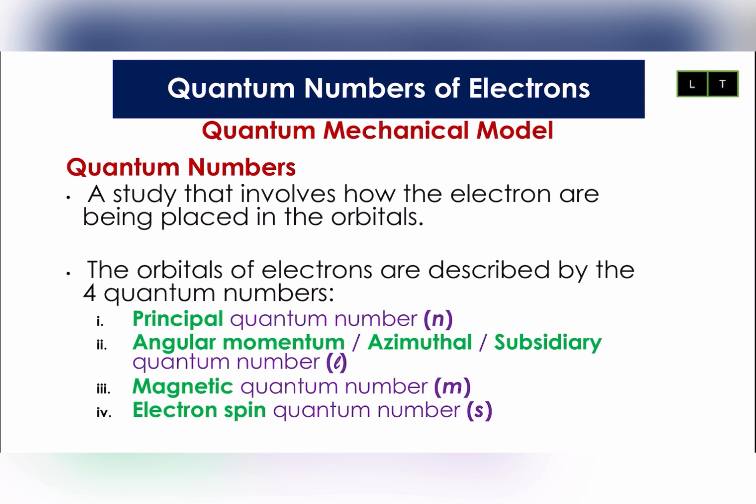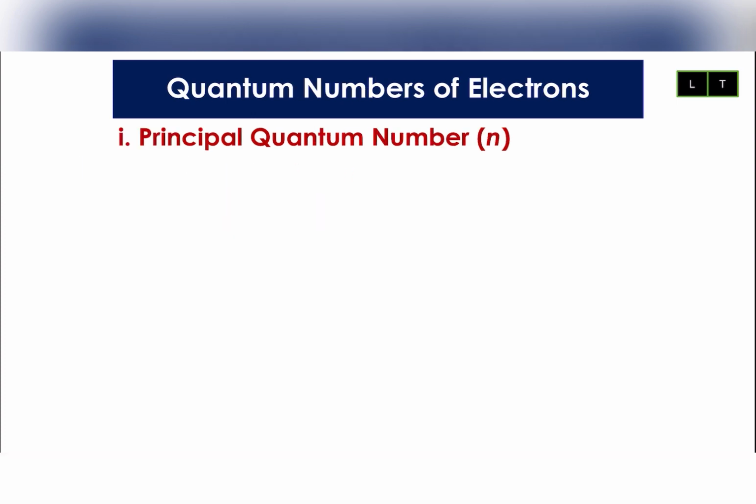In the previous video, I introduced 4 characteristics to allocate the position of an electron in an orbital. We are going to use quantum numbers. There are 4 of them that you can see from this slide, and I'm going to explain them one by one. Let's go to the principal quantum number, n.